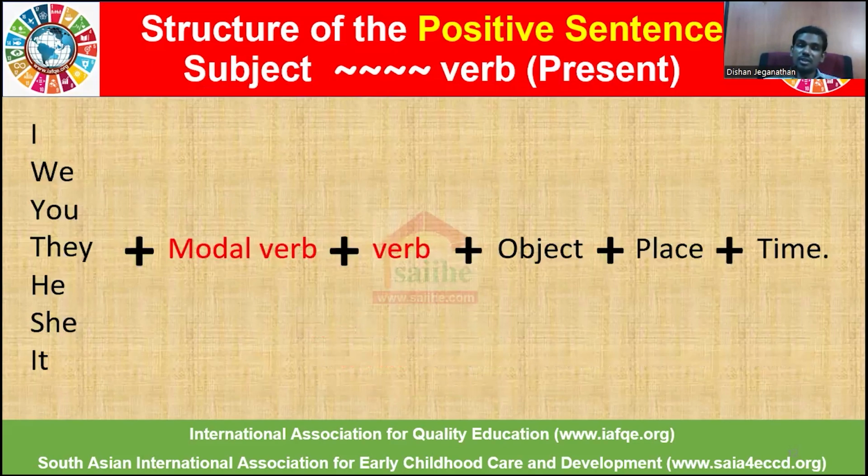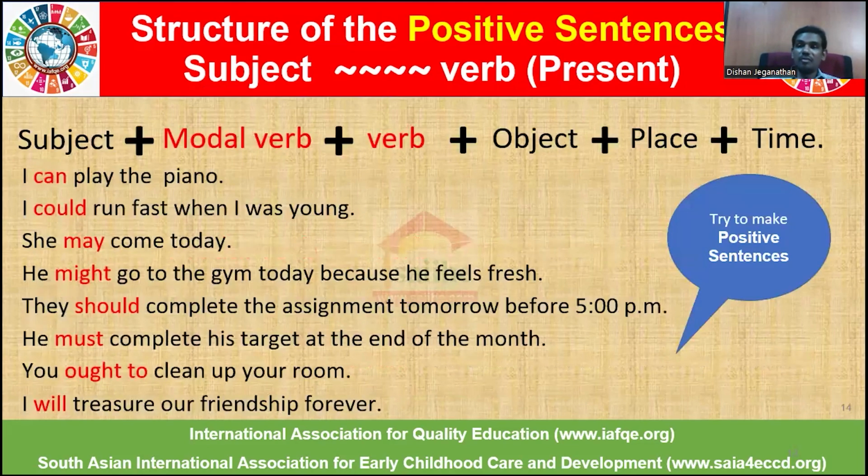So the detailed structure is subject, modal verb, main verb, followed by object placed with time. For further explanation, let's look at some examples to get familiarized with this structure. The structure goes as subject, modal verb plus the main verb, and object placed with the time. I can play the piano. Here I is the subject, can is the modal verb, play is the main verb.